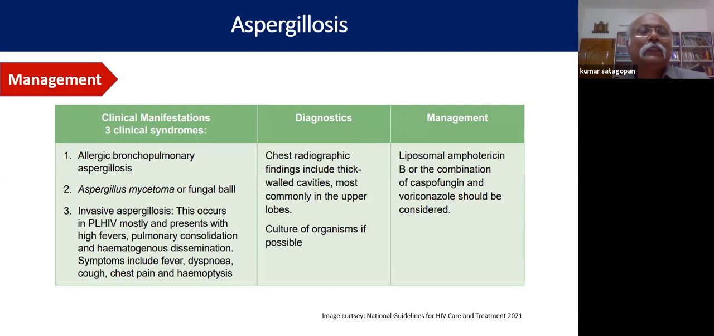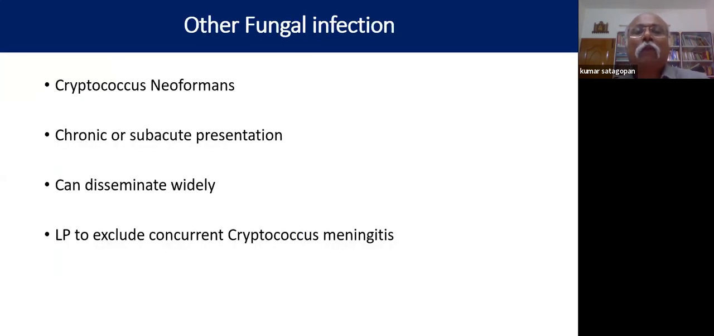Next slide. So this is a further note on another fungal infection, Cryptococcus neoformans. Previously, before the ART era, there was a lot of cryptococcal meningitis, cryptococcal lung disease, all disseminated.